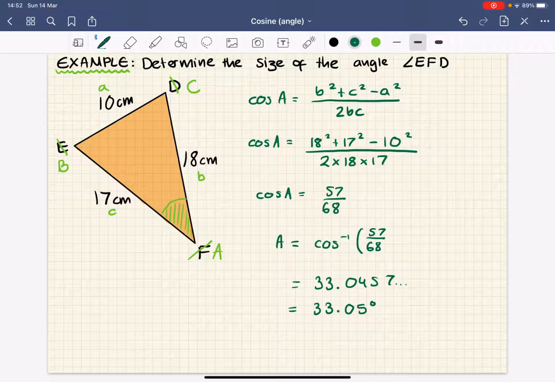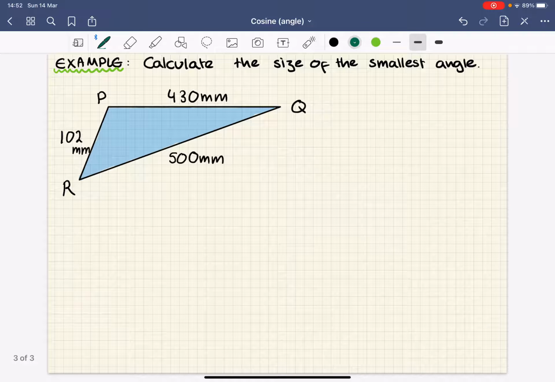Okay, so those are 2 straightforward ones. What I've got now is a little bit of, I'd say, a problem solving one, but a slightly different type of question that could be asked. So this time we've got: calculate the size of the smallest angle. So I've got a triangle here. It's not saying which angle exactly it wants you to find out. You need to find the smallest one.